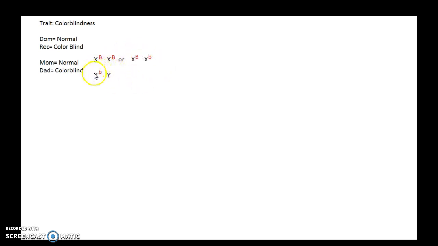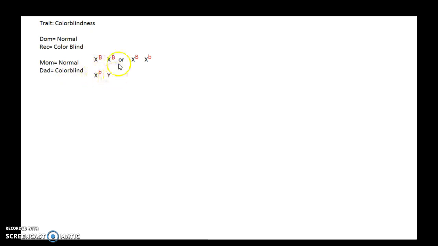Dad, however, has a little b. This is an important thing to note here, nothing will ever go on your Y chromosome. It's so small that it's actually not going to hold these genes. So in order for dad to be colorblind, he needs the recessive gene. So he would just have 1 lowercase b here.